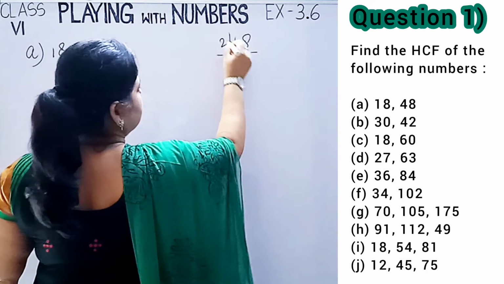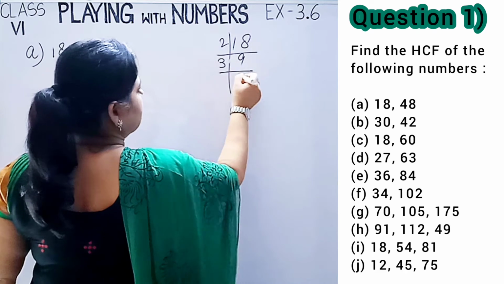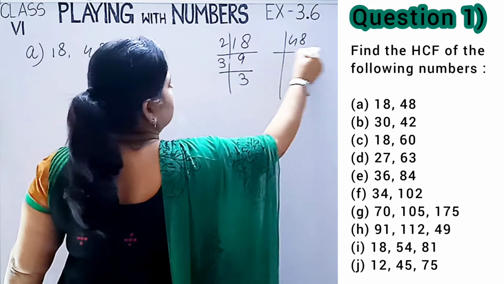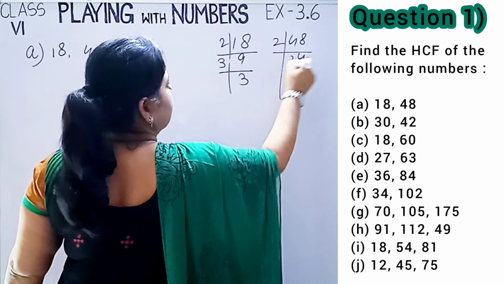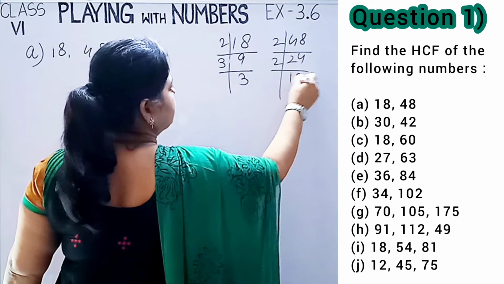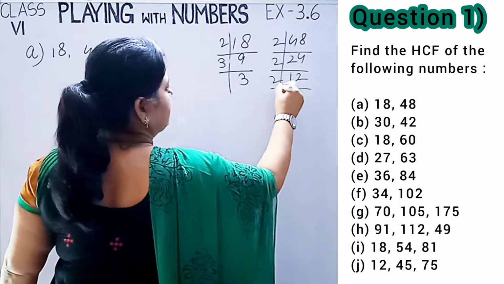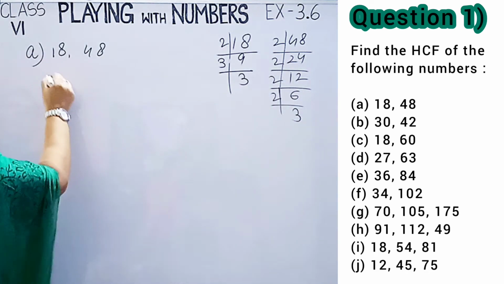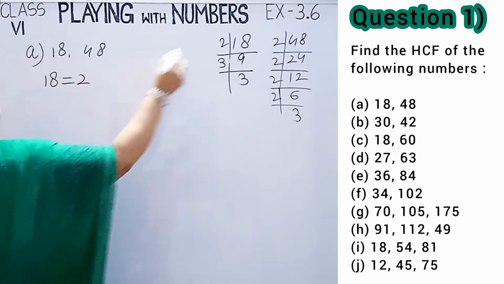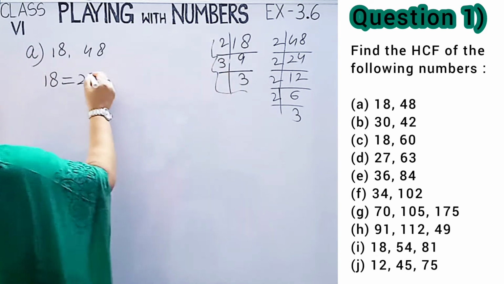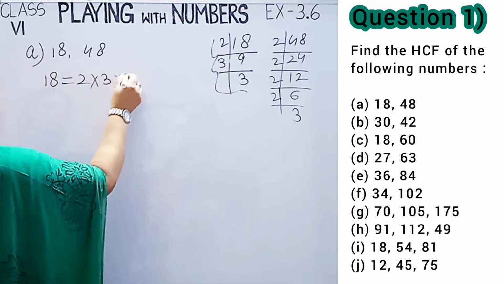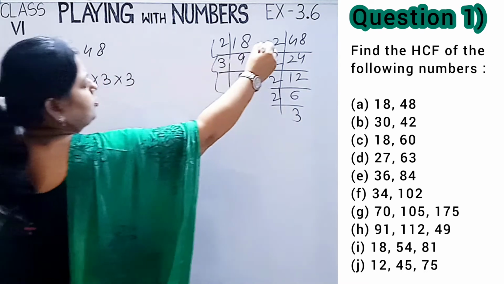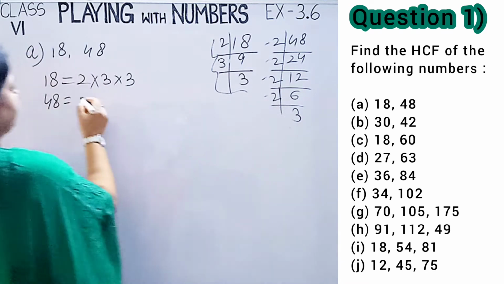18. 2 9s are 18, 3 3s are 9. 48. 2 2s are 4, 2 4s are 8, 2 12s are 24, 2 6s are 12, 2 3s are 6. So, prime factorization of 18 is 2, 3 and 3. 48 is 2, 2, 2, 2 and 3.